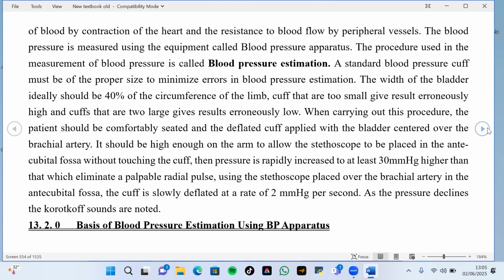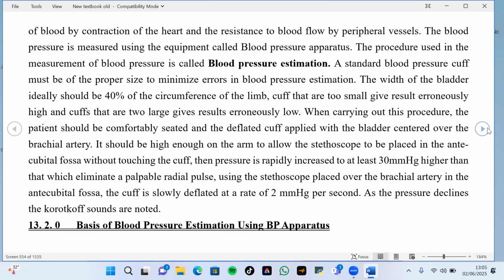Blood pressure is measured using equipment called the blood pressure apparatus. The procedure used in the measurement of blood pressure is called blood pressure estimation. A standard blood pressure tool must be of proper size to minimize errors in blood pressure estimation. The width of the bladder, that is the cuff, should be up to 40% of the circumference of the person's limb. The cuff should not be too small, for if it is too small, it will give erroneously high results. And if the cuff is too large, it gives erroneously low results.